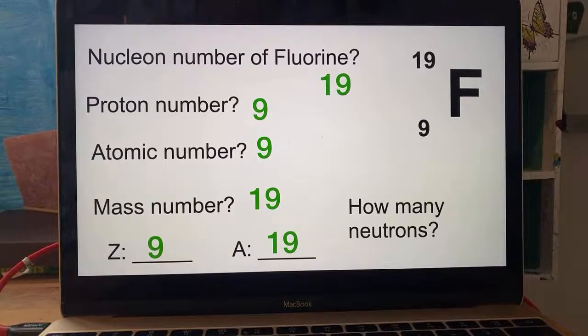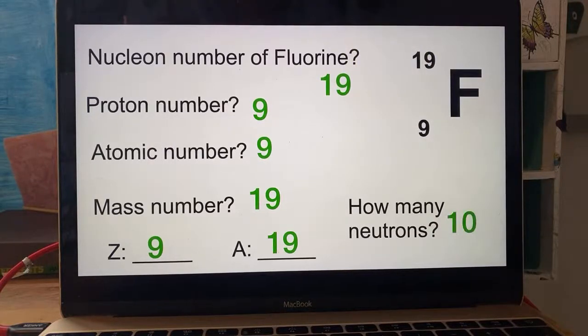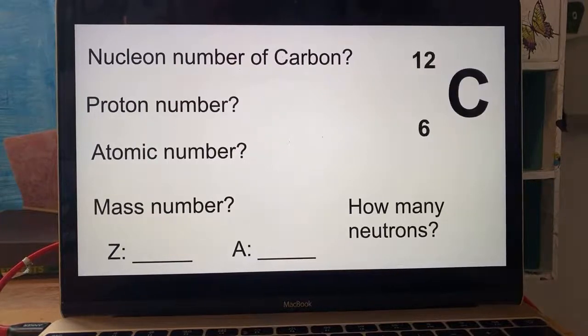And to get the neutrons, well, if you know that there are 19 neutrons and protons altogether, and there's 9 protons, then you just take 9 away from 19. So fluorine has 10 neutrons. That's sort of fairly standard IGCSE radioactivity question. Okay, have you got all that? Do it all again. Go on, just to really make sure that you've got this. Do it with carbon. Carbon's got a big 12 at the top and a 6 at the bottom.